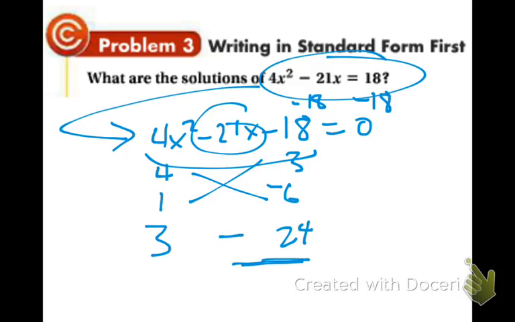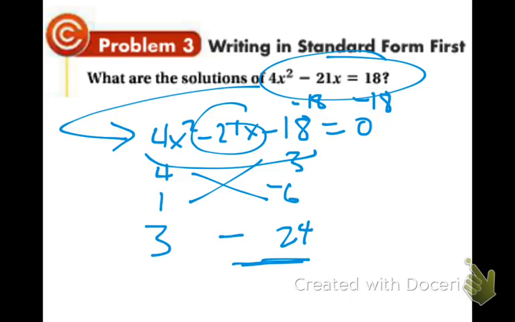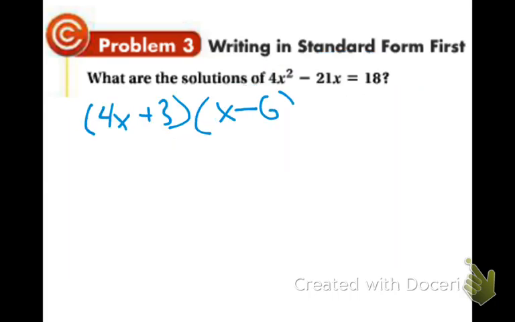We got 4, 3, and 1, negative 6. So that means it is 4x plus 3 times x, let's double check, x minus 6 is equal to 0. Okay? So this one has 3 steps. First, make sure it's in standard form, then factor it, then solve it. We're not done yet.